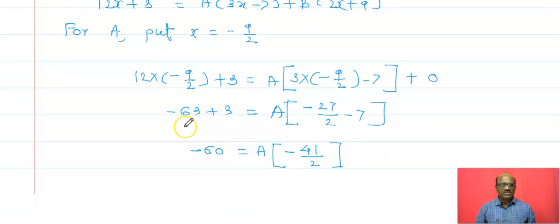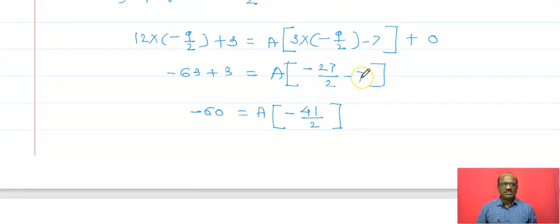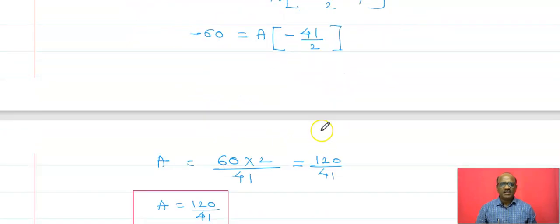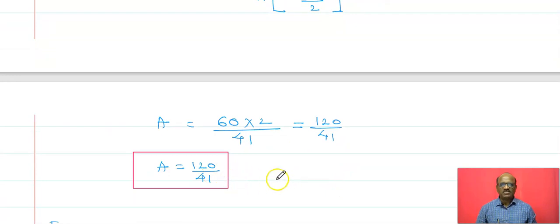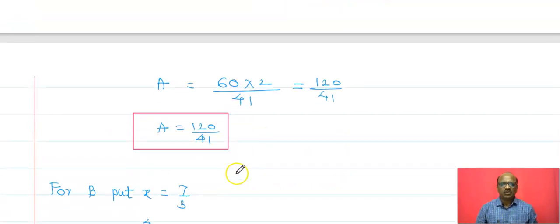That is, minus 63 plus 3 is equal to a. And here is 3 into 9, that is minus 27 upon 2, minus 7. And 2 into minus 7 is minus 14, and minus 27 makes minus 41 upon 2. Minus 63 plus 3 is minus 60. This minus minus will become plus, and therefore you will get the value of a is 60 into 2 upon 41. That is 120 upon 41. Here is the value of a, which is 120 upon 41.